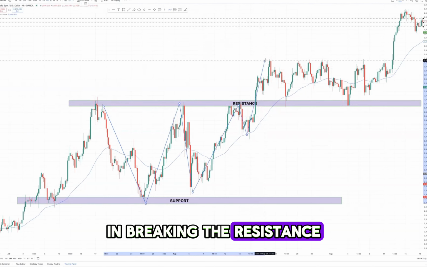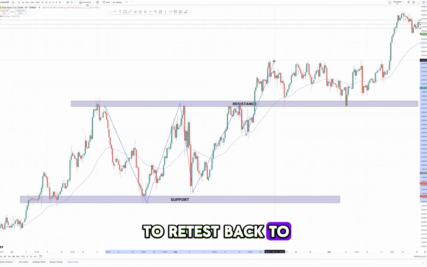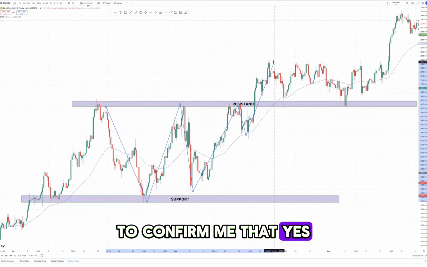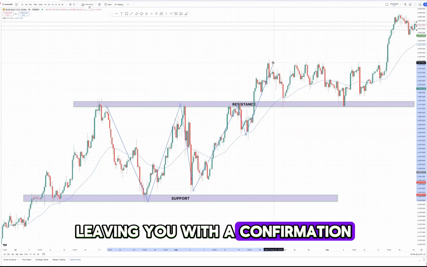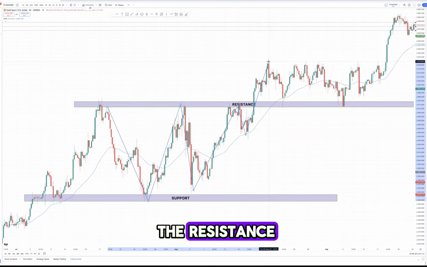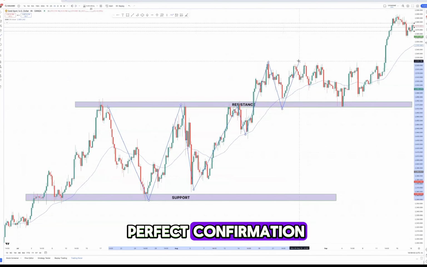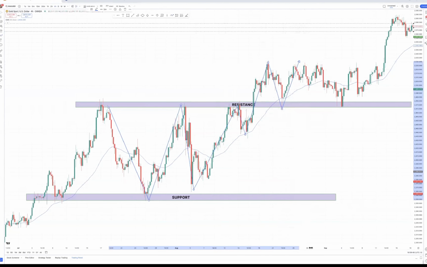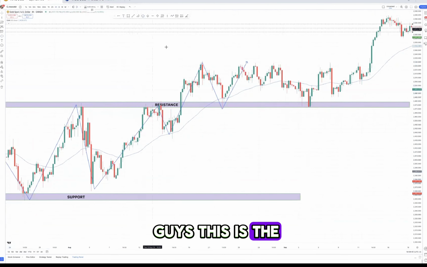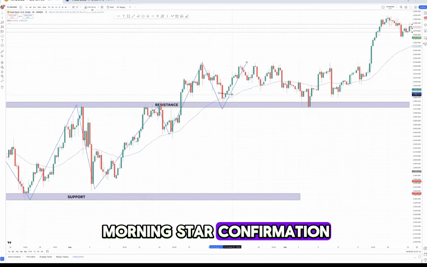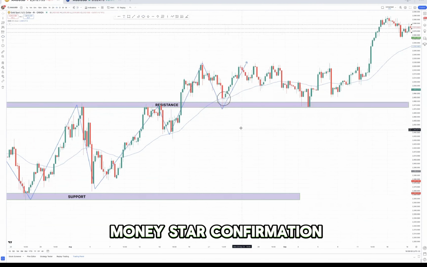In breaking the resistance, now you want to be patient and wait for price to retest back to that area to confirm that yes, this resistance area has now turned into a support, leaving you with a confirmation. So immediately price broke through the resistance, it came back to retest it and gave you a perfect confirmation, which is the morning star. Let me show you guys. This is the morning star. Price gave you the morning star confirmation.